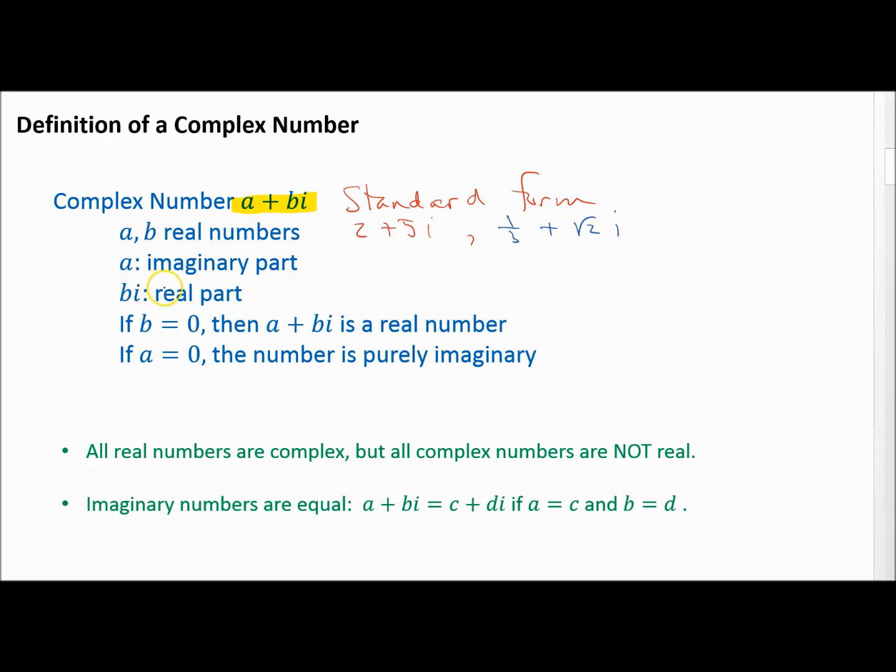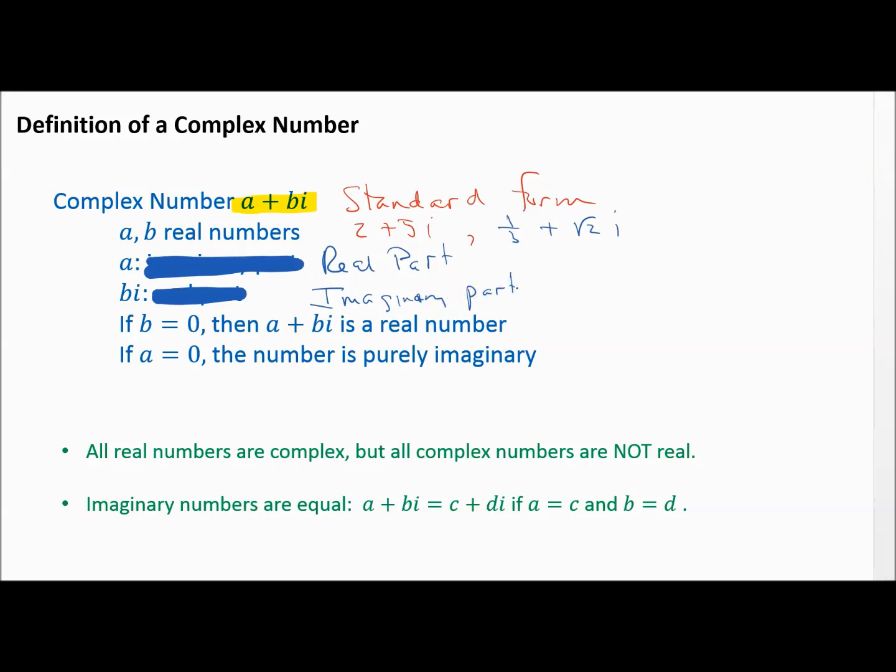A is called the imaginary part, and actually, I have this backwards. Instead of fixing this page, forgive me, a is not called the imaginary part, and bi is not called the real part. It's actually the other way around. a is called the real part, and bi is called the imaginary part.